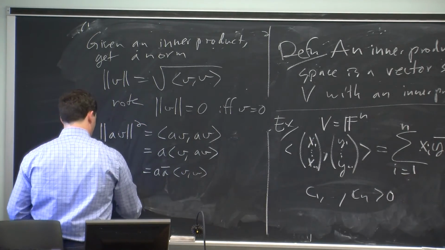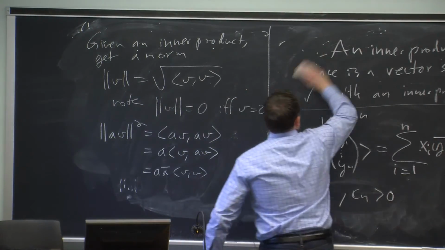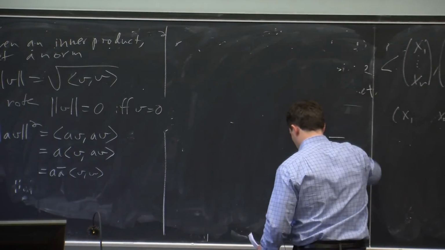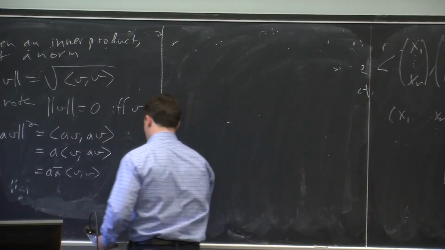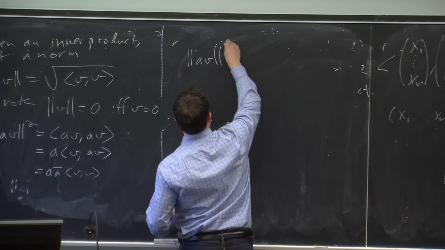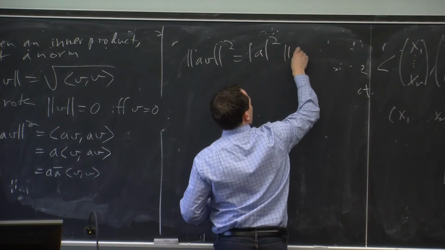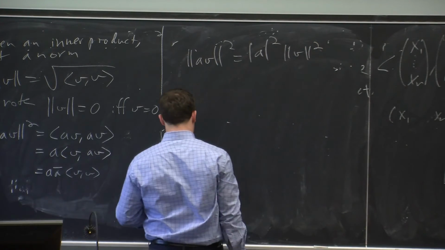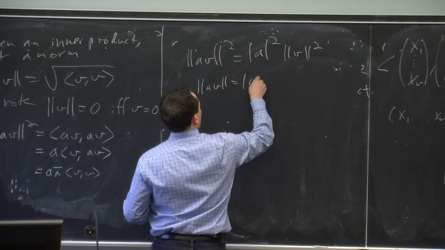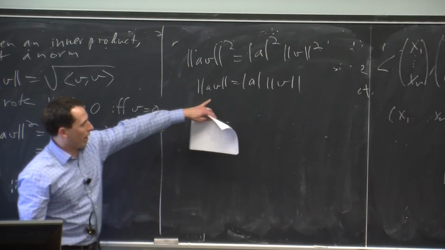So that tells me that, let's start over here, the norm of AV squared is the modulus of A squared times the norm of V squared. And if I take the square root, I end up multiplying just by the modulus of A.